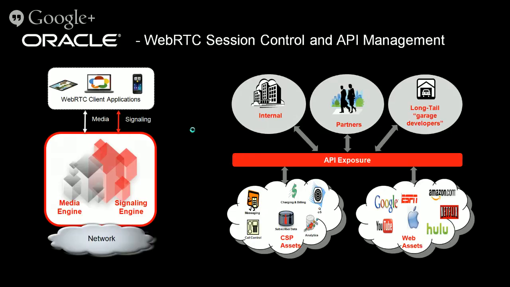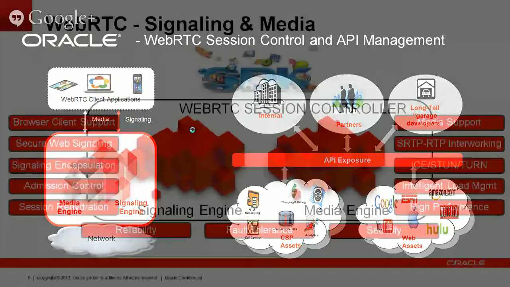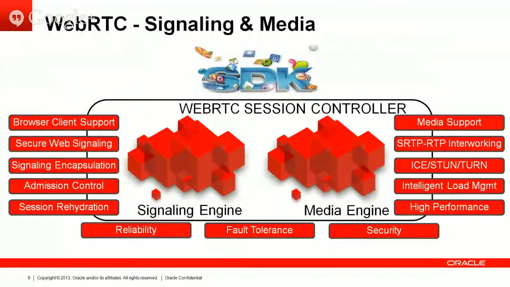If I were to go one step further and look at some of these details, the WebRTC signaling and media engine has a whole bunch of browser support and secure network support. A lot of the things developers will be interested in tying into are on the left-hand side: the signaling encapsulation, the admission control, the session rehydration. On the right-hand side you'll find media and network traversal features around media support, SRTP to RTP interworking, ICE STUN TURN, intelligent load management, and high performance. So these are the things we can tie into.